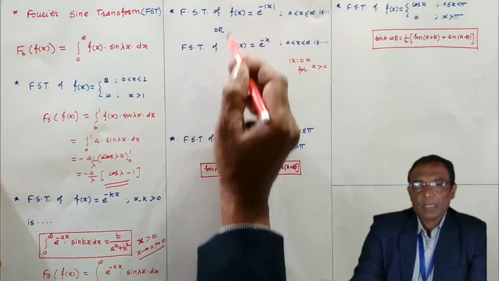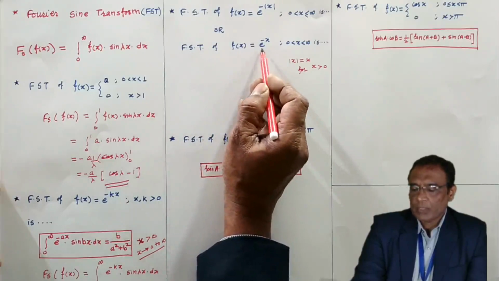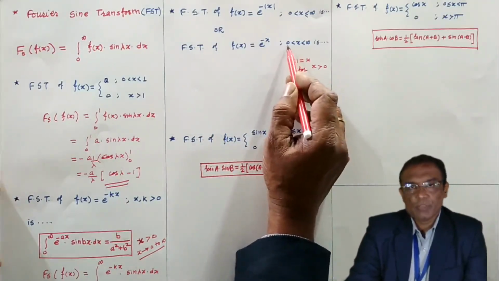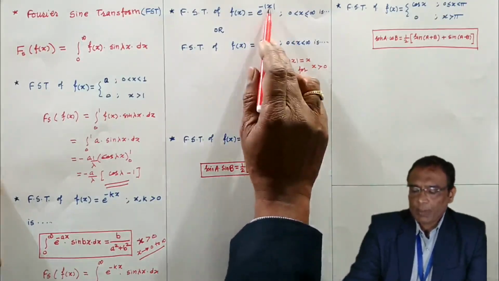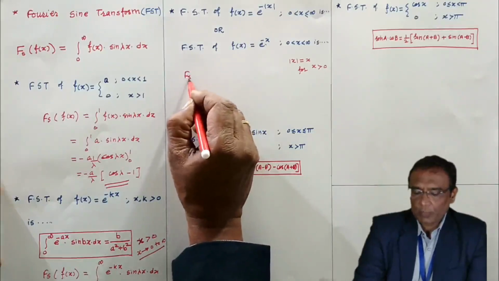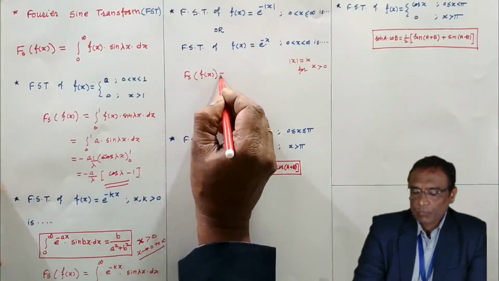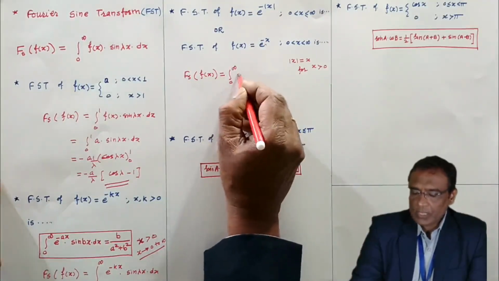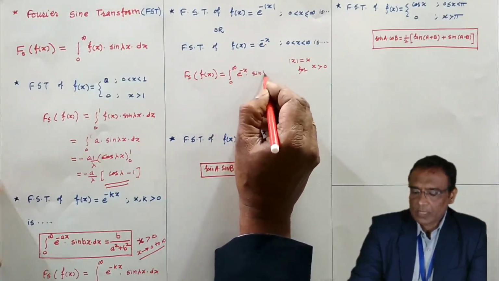Or this can be written in this way also: the Fourier sine transform of f(x) is e to the power minus x for x lying between 0 and infinity. That means for x greater than 0, mod of x is x. I want the Fourier sine transform of f(x). What is the formula? Integral from 0 to infinity, the function is e to the power minus x and sine of lambda x.